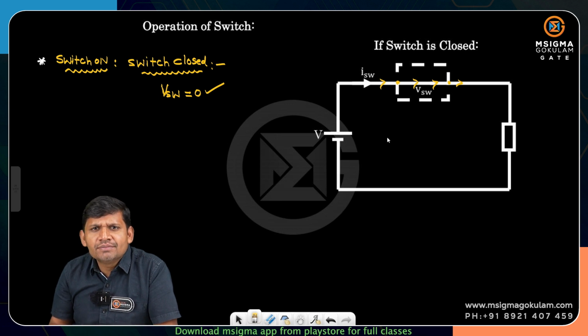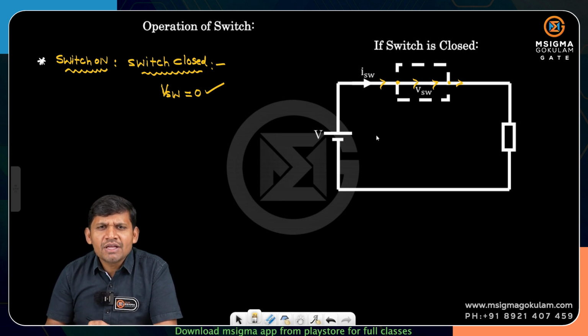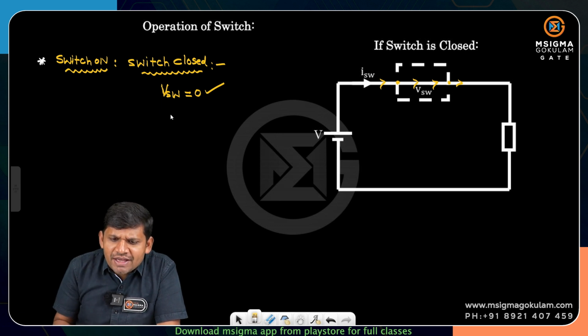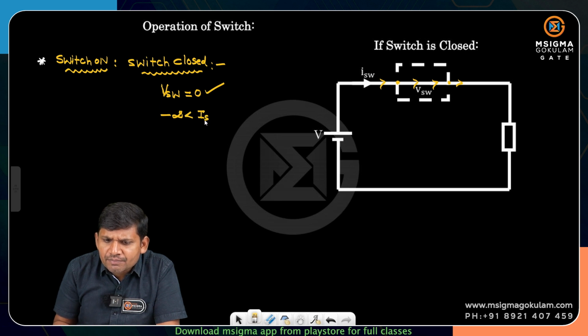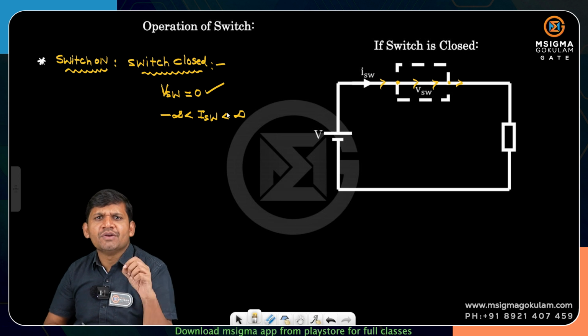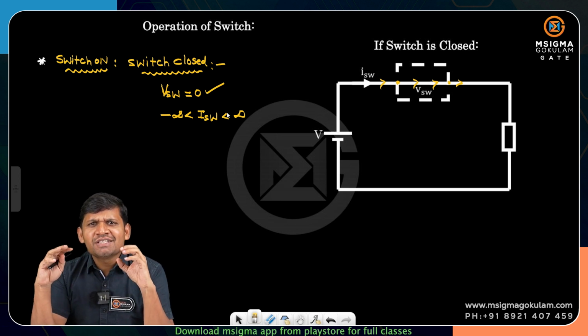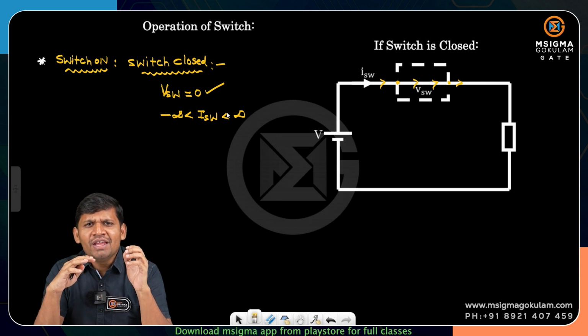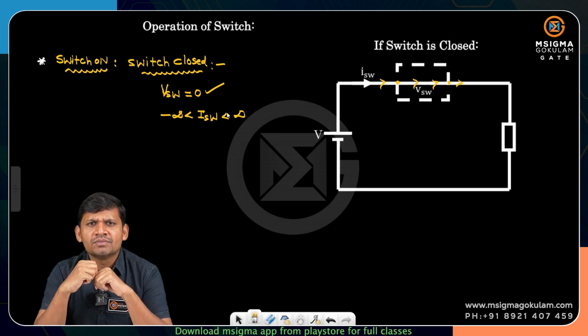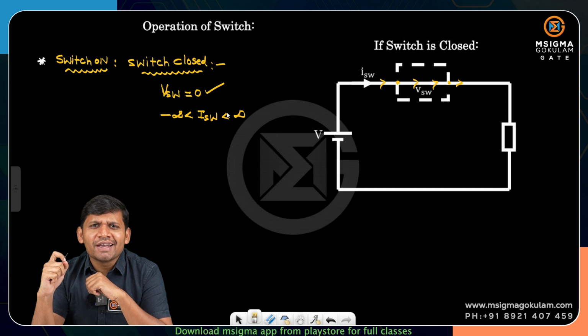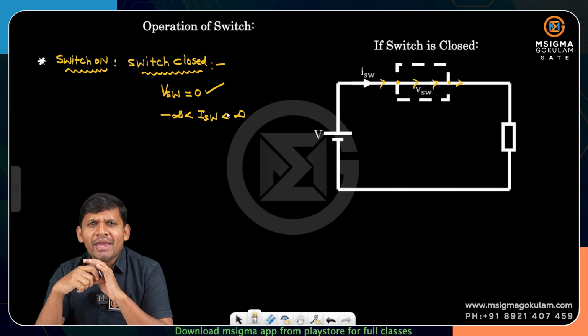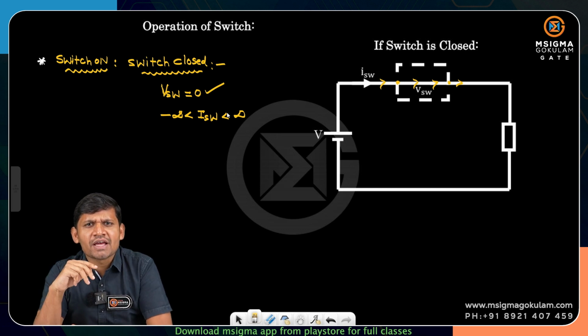But what about the current? It carries any current. Sir, why am I saying any current? Because it is ideal. That is, it carries any current from minus infinity to plus infinity. But the point to remember, students, is that if any switch is conducting and any losses take place in the switch, those losses are called conduction losses. Mainly in a switch, three types of losses exist.